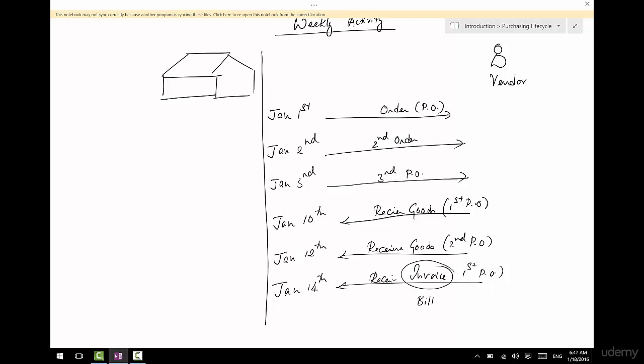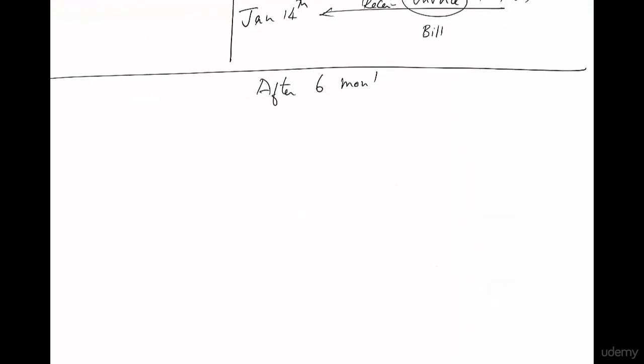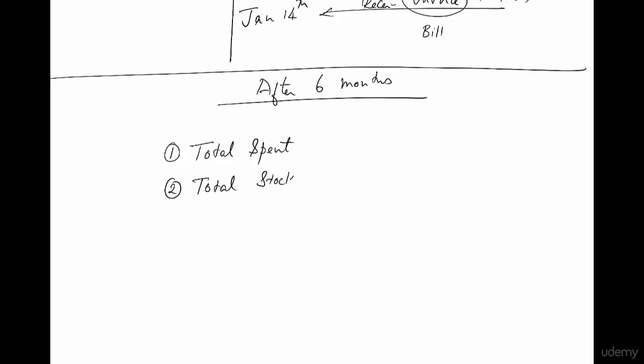These set of activities, sending out a purchase order, receiving goods, receiving invoices, and me sending out payments, keep going on and on and on. Say after 6 months, I want to find out how profitable I am. So I want to understand, say, how much I have spent in total. So total spent. I also want to understand the total stock on hand.